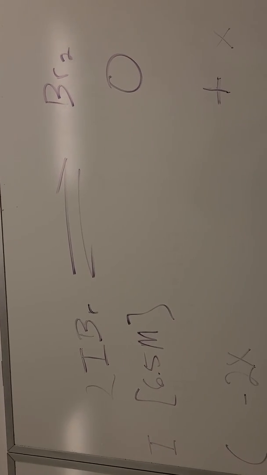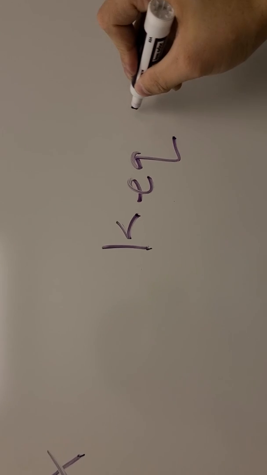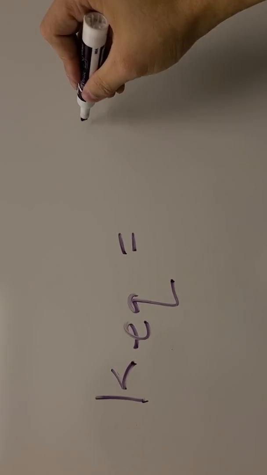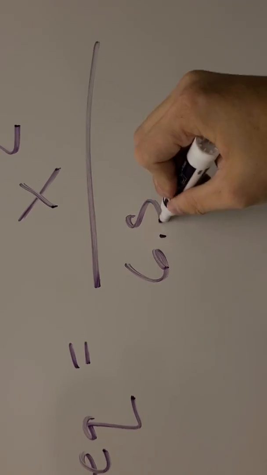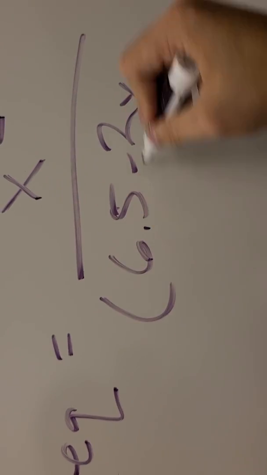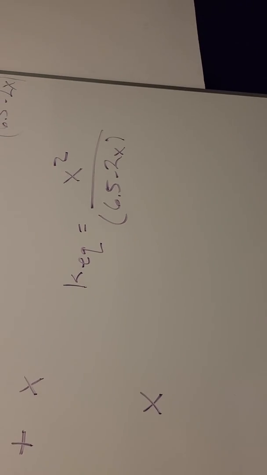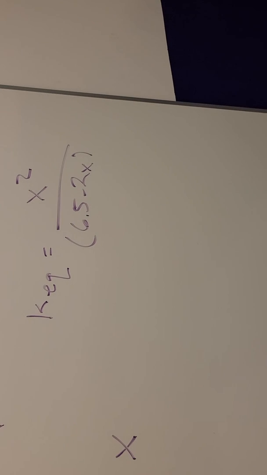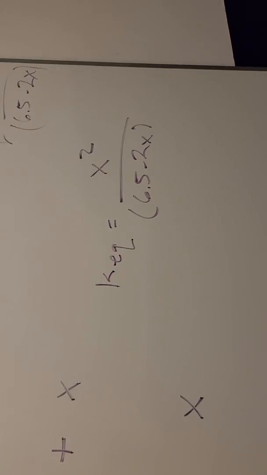If I want to write my KEQ for this one, it's products over reactants. So my KEQ is going to equal my products, which is just x squared, over my reactants, which is 6.5 minus 2x. And then from there, if I was given KEQ, I can solve. Also, if I was given the concentration of either Br2 or I2, I can also solve for KEQ. And that is it. Thank you.